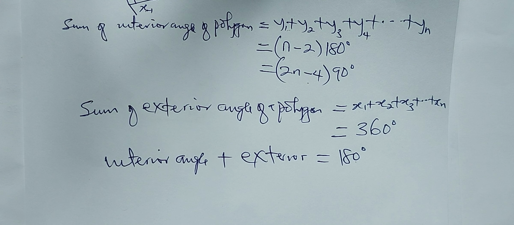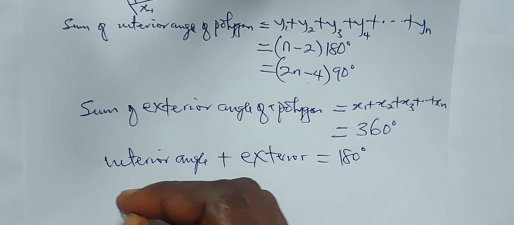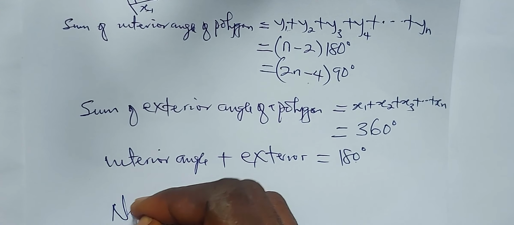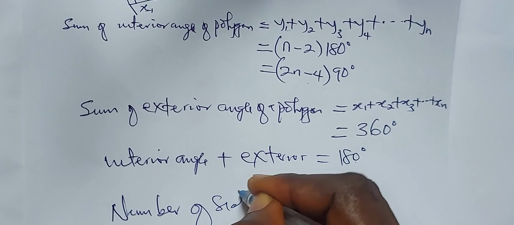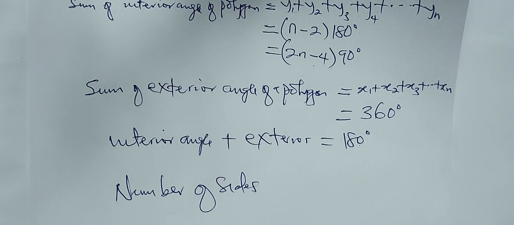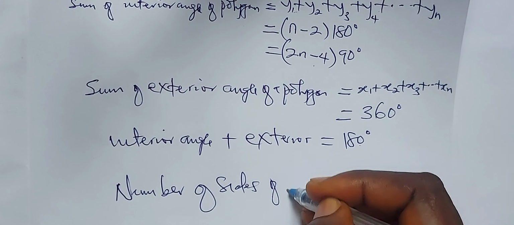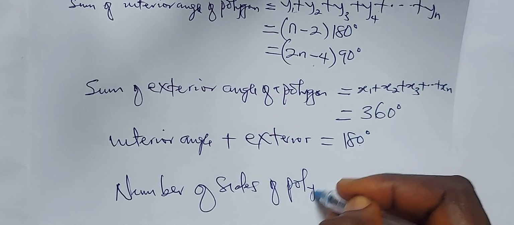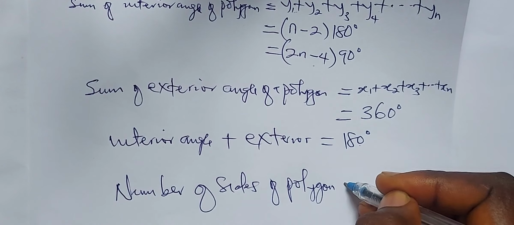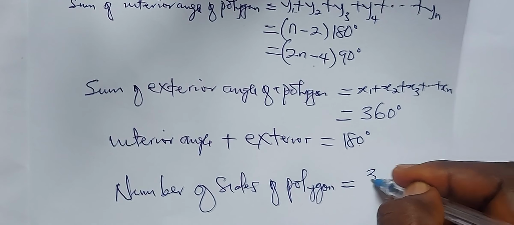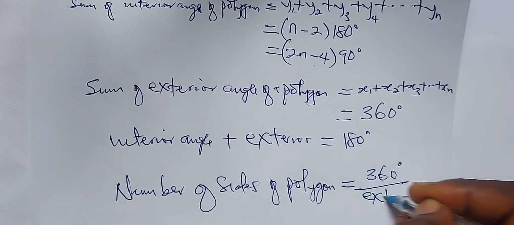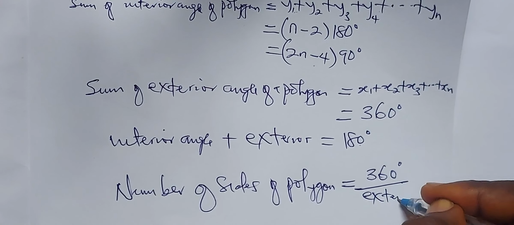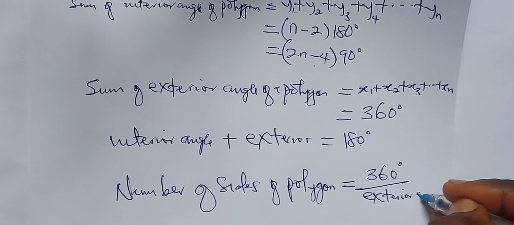Another thing we need to look for is the number of sides. How do we arrive at the number of sides of a polygon? The number of sides of a polygon equals 360 degrees all over the exterior angle.